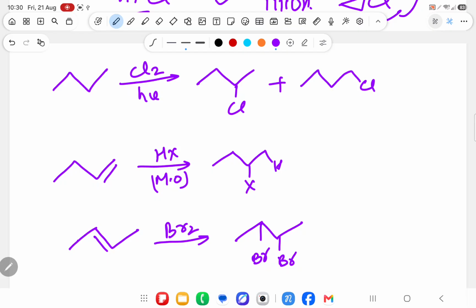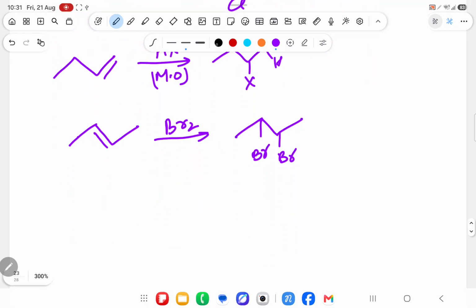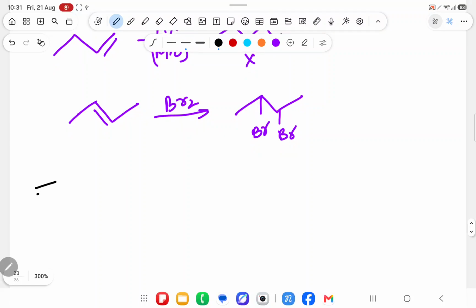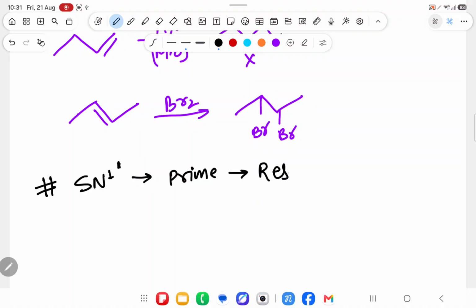So in the first lecture I taught you SN1, SN2. In the second lecture I taught you the methods of preparation of haloalkanes. Now I am going to teach you SN1 prime and SN2 prime. What is SN1 prime? After the 1, I have written a dash, which means prime. And this will come only whenever we have a resonance product.